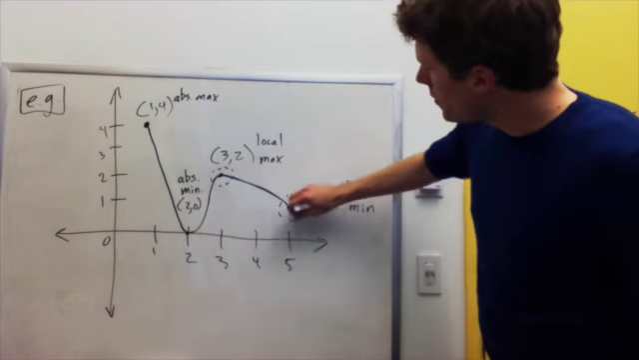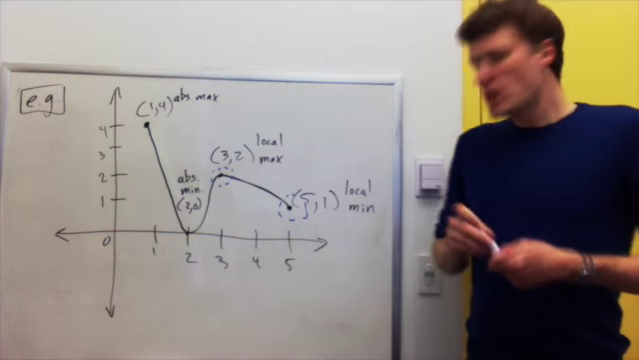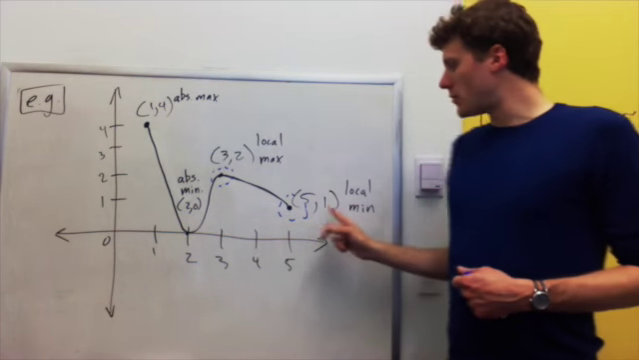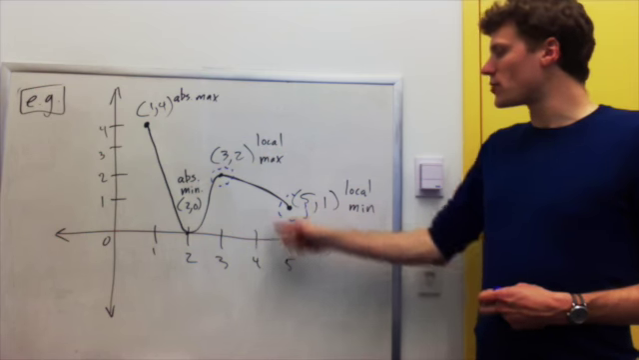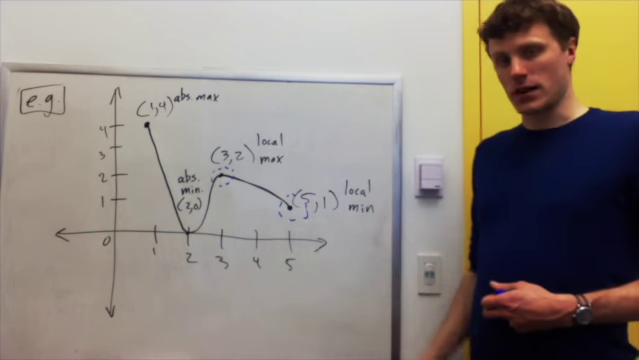Over here, we have a local minimum. Although the function takes on values that are less than 1, at x equal to 5, this is the lowest that the function is, close to 5.